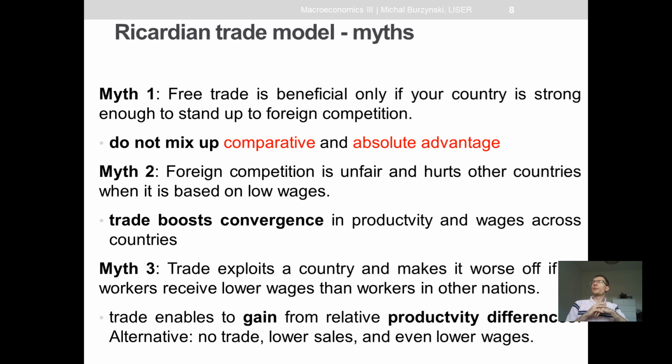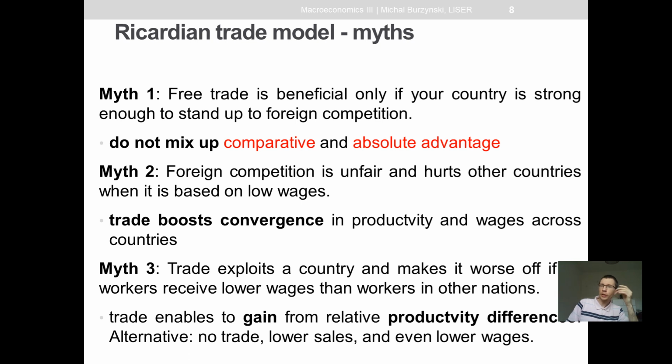makes a point that countries with lower wages are active on the international goods market only due to the fact that the workers are to some extent exploited by getting lower wages. But now let's think of this situation in a different way.